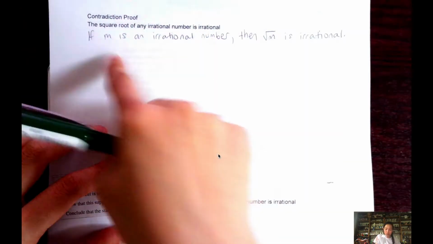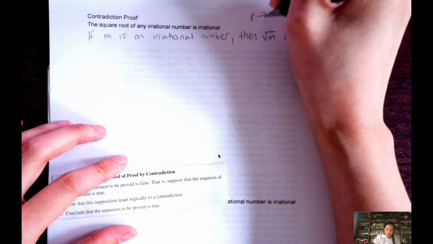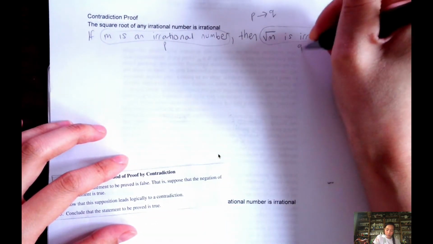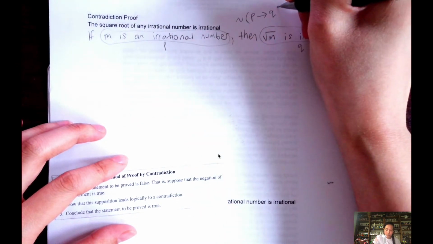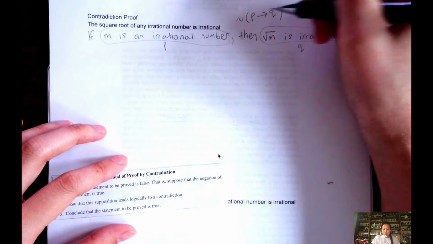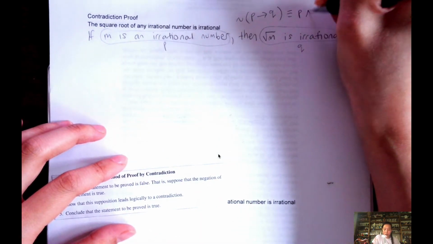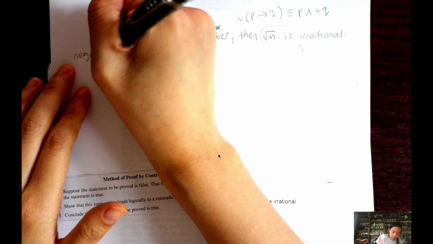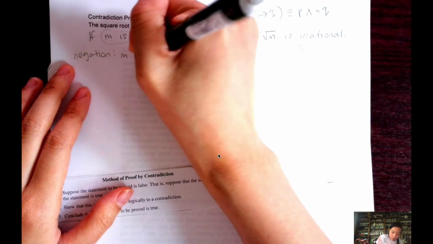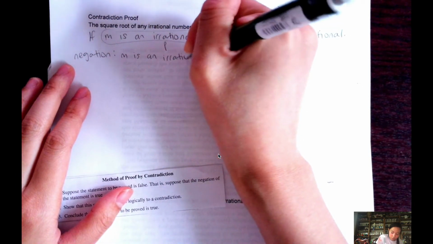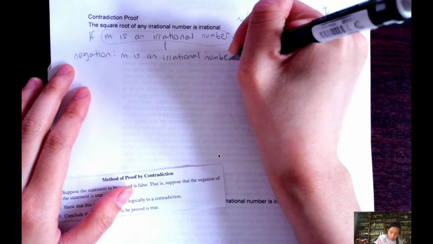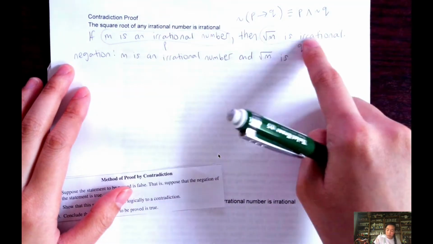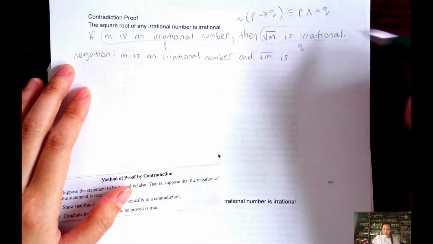So we have this condition right here, which means P implies Q, with this part being P and this part being Q. If we take the negation of the condition, the negation of P implies Q is equivalent to P and not Q. That being said, the negation of this if-then sentence will be: m is an irrational number and the square root of m is, instead of irrational, rational, because the negation of irrational is rational.